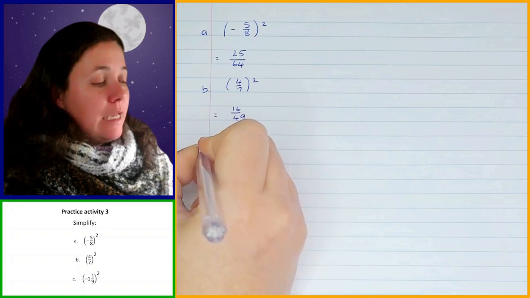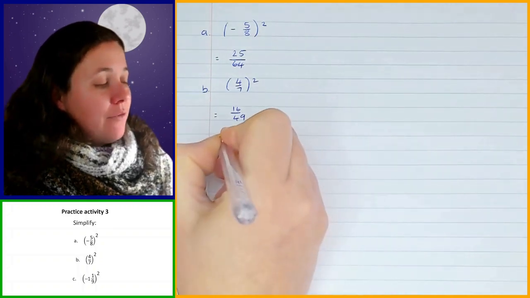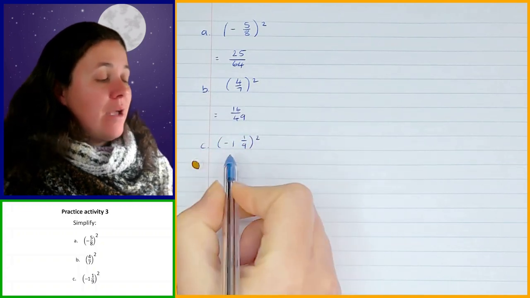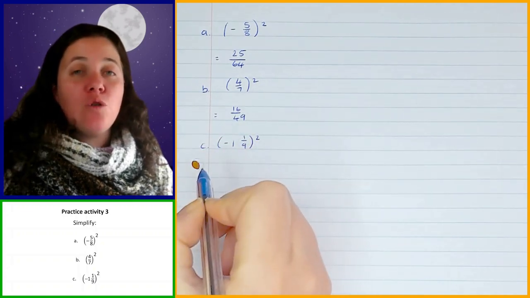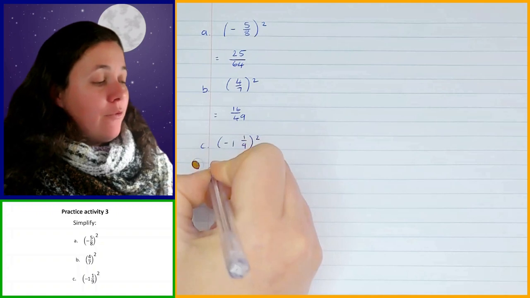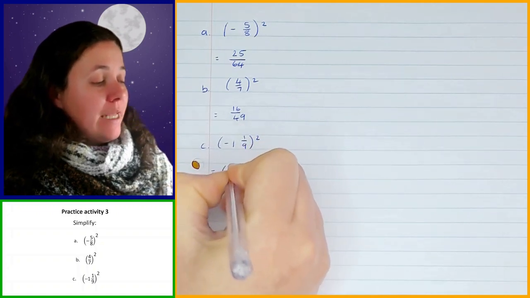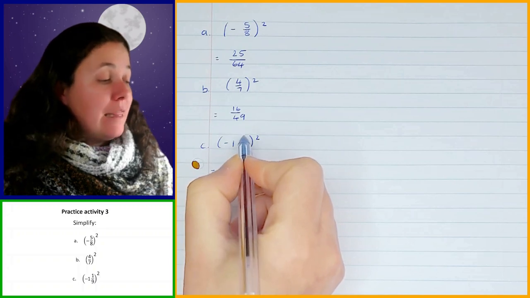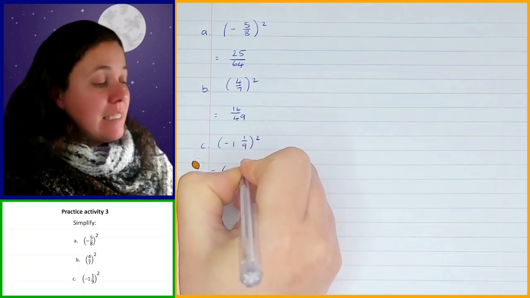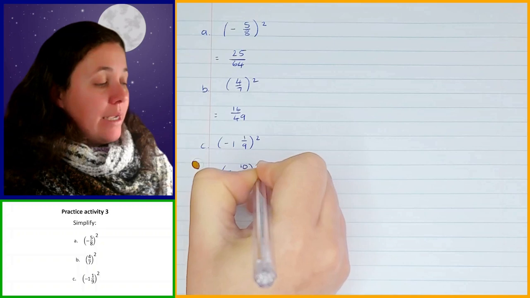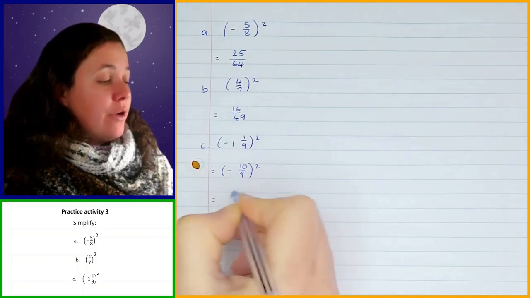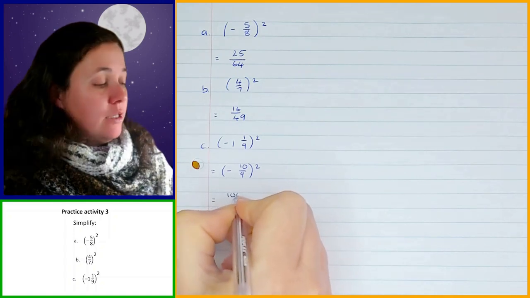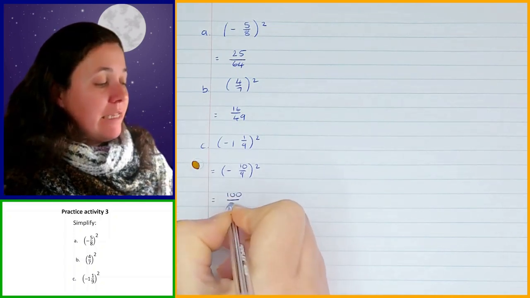At the moment you can be referring to your table, but it helps if you just know those square numbers off by heart. Okay, so question C, we have negative 1 and 1/9. Now remember I said when you have a mixed number, the first thing you're going to have to do is change that to an improper fraction. So we're going to change that to negative, we multiply the 1 by 9 and we get 9, and we add that and it gives me 10. So negative 10 over 9 squared, and then we're going to go and square it, and I get a positive answer, and I square the 10, that gives me 100, over square the 9, and that gives me 81.